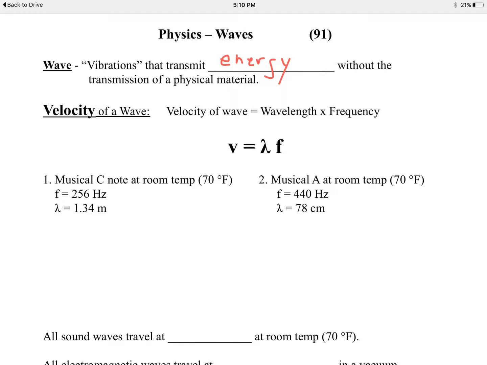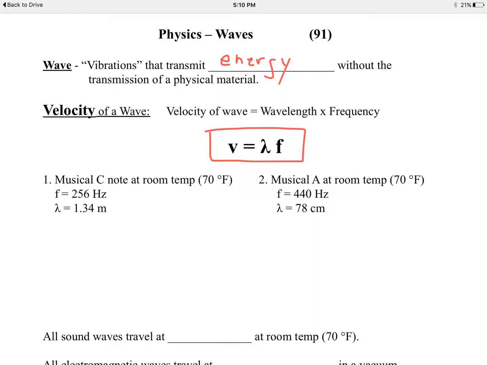The energy goes from point A to point B. There is no material or mass that goes from point A to point B. All right, today we have the velocity of a wave, calculating the velocity of a wave. And the equation is V, the velocity, equals the wavelength times the frequency. We will be using this quite a bit this semester.